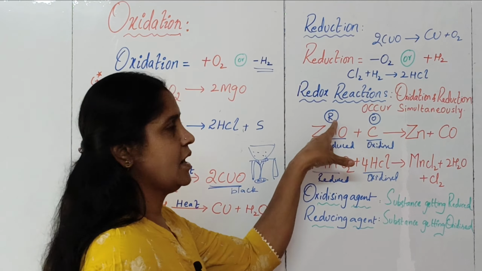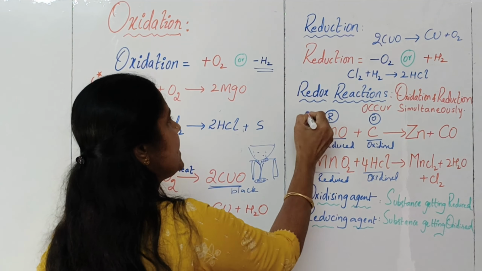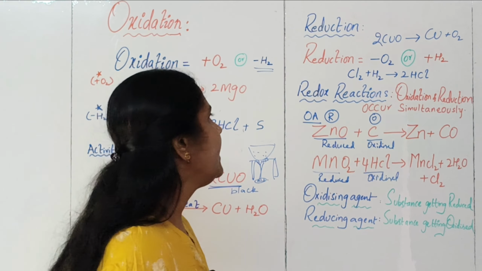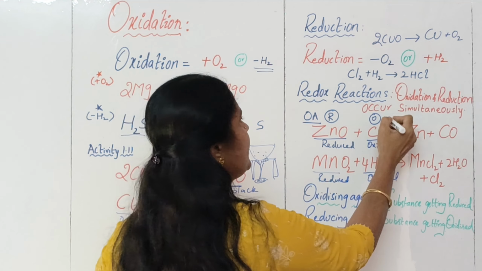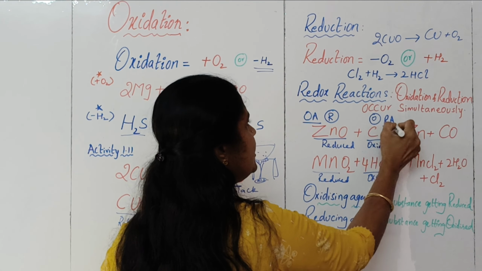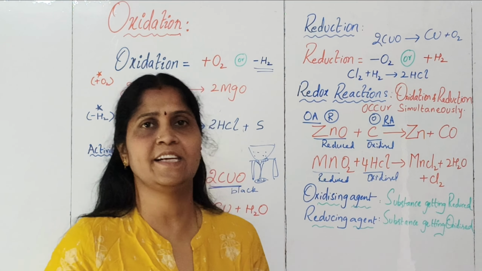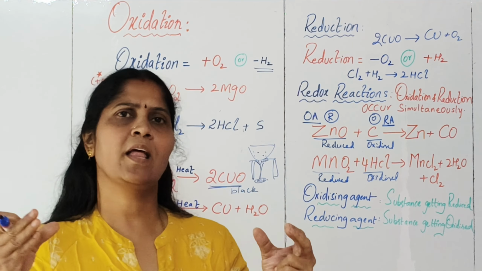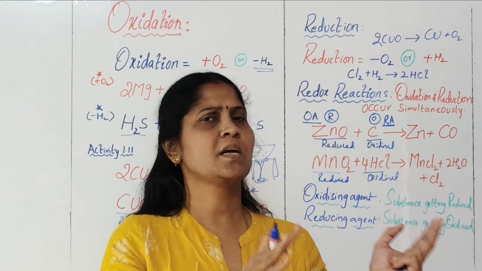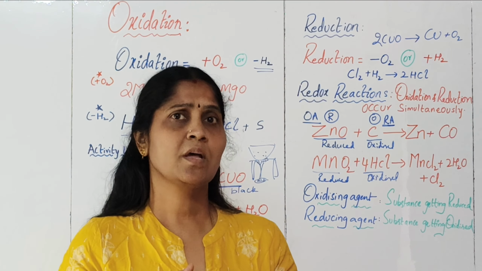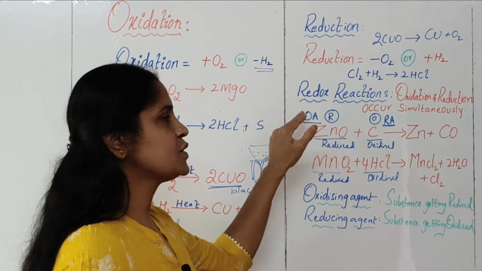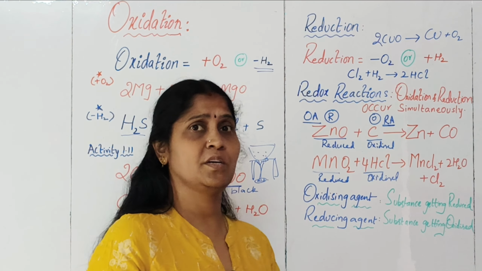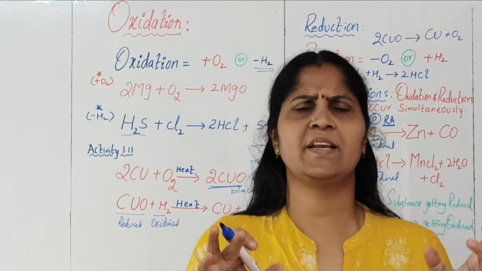Wherever you have written R, that will be your oxidizing agent, or it is called the oxidant. And wherever you have written O, that will be your reducing agent, or it is called the reductant. So you just have to take a redox reaction and find out what substance is getting oxidized and which is getting reduced, and the one which gets reduced will be your oxidizing agent. The substance which is getting oxidized will be your reducing agent. So hope you understood. Okay, this is a very simple concept.